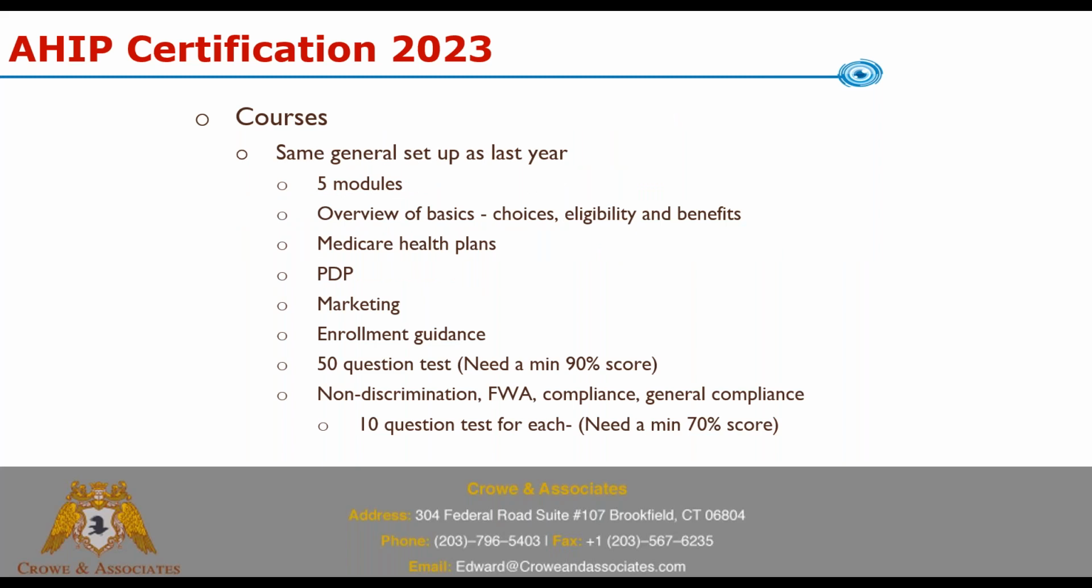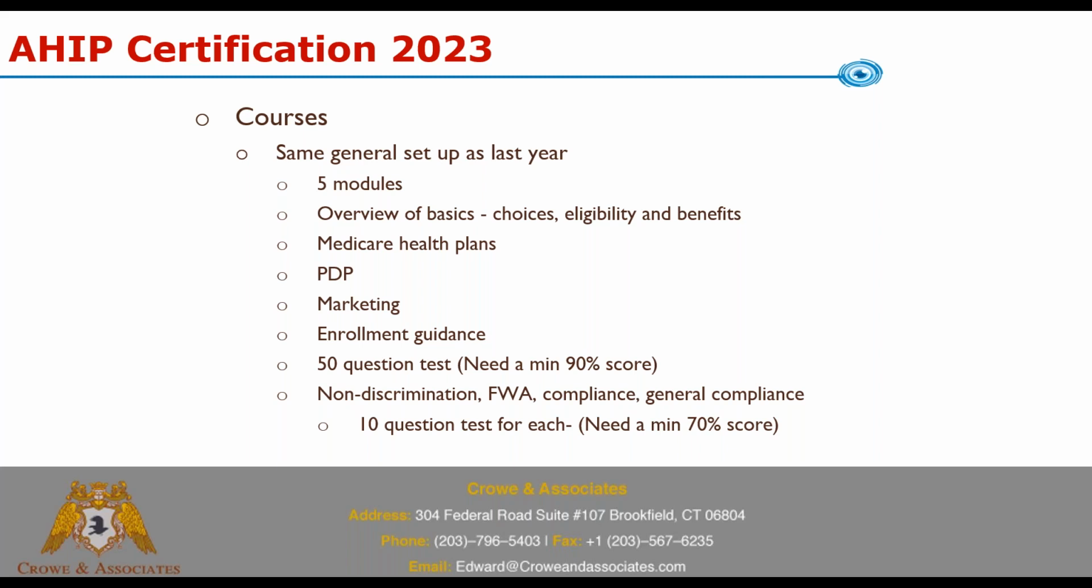So the courses in AHIP, once you get in there to take it, it's the same general setup. I was told it's not changing this year. 5 modules. You've got the overview of basics, eligibility, benefits, health plans, PDP review, marketing, rules, and enrollment guidance. Same thing. 50 question test. You got to have a minimum of 90% score to pass. Once you pass that, you think you're done, but you're not.